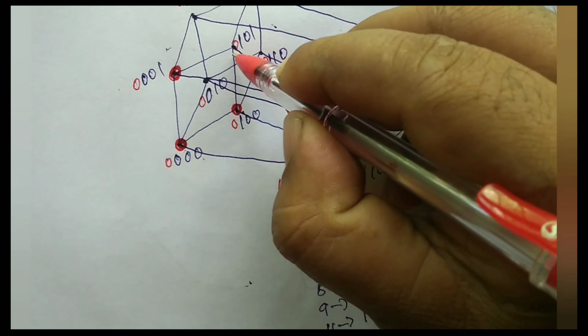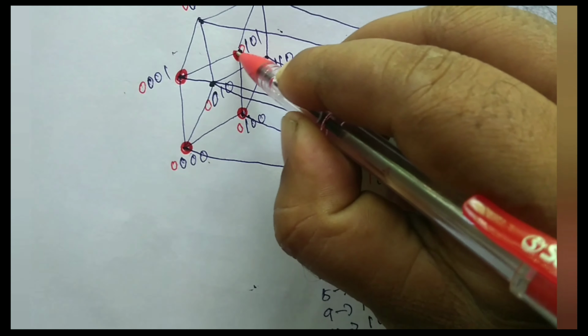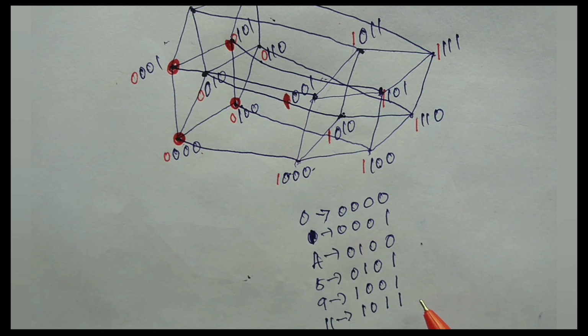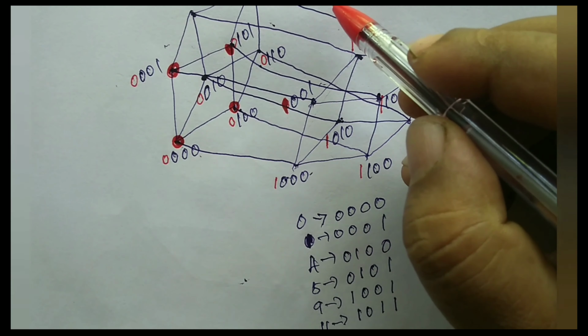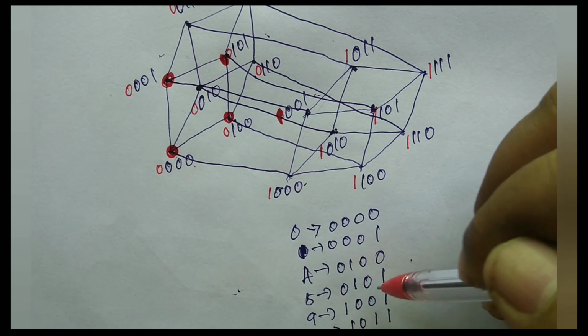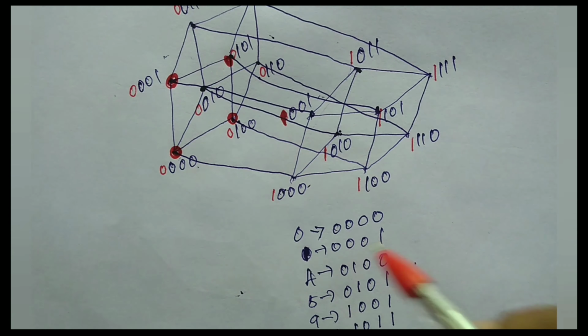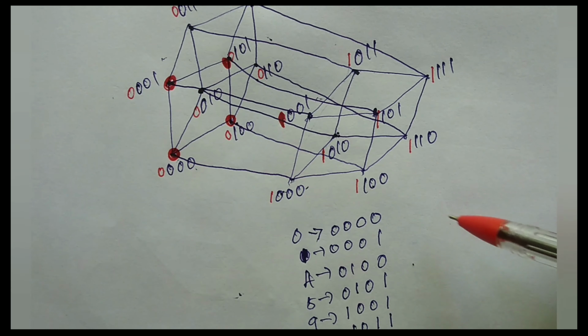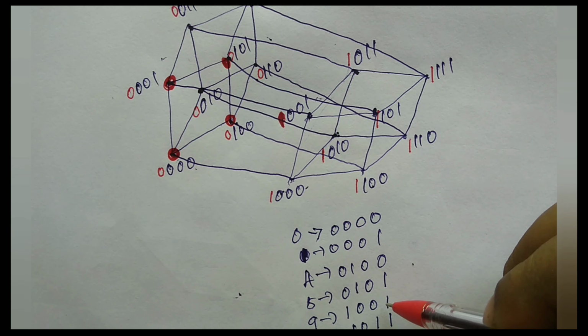0, 1, 0, 1. So that is this point. Then fifth one 0, 1, 0, 1. 0, 1. That is fourth one. Okay. So 0, 1, 0, 1. Now ninth. What is ninth? Ninth 1, 0, 0, 1. 1, 0, 0, 1. What is 1?